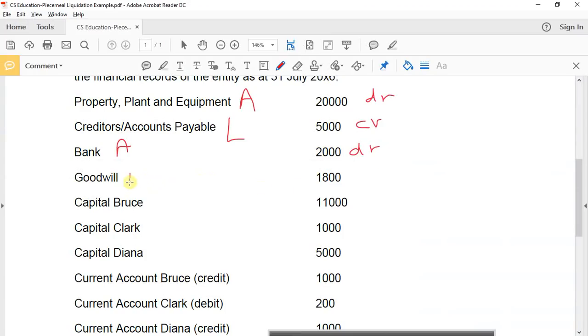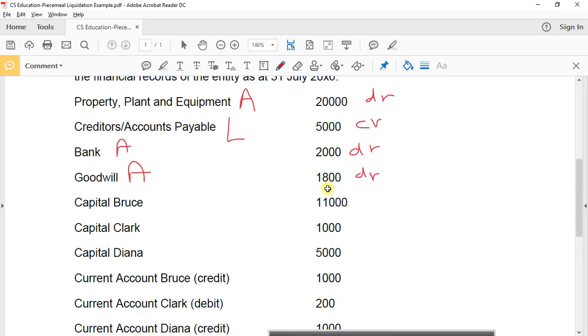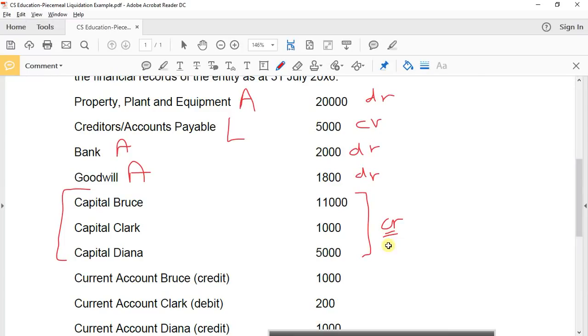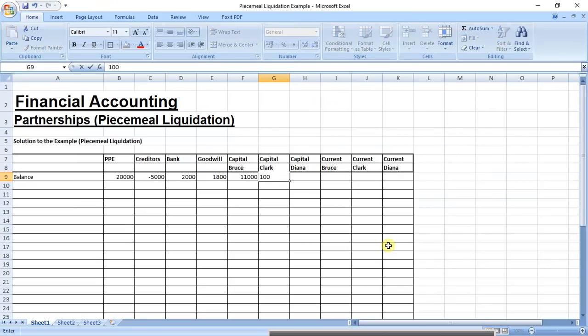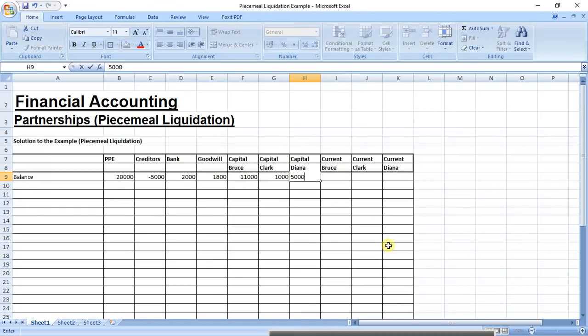Right, the next account is goodwill, which you should know is an asset. An asset will have a debit balance so long as it's favorable. Okay, so goodwill 1,800. Right, then we've got 3 capital accounts here for Bruce, Clark, and Diana. We should know the capital accounts are special. Okay, they're credits. So Bruce will have 11,000 here. Clark will have 1,000 Rand there. And Diana will have 5,000 over here.